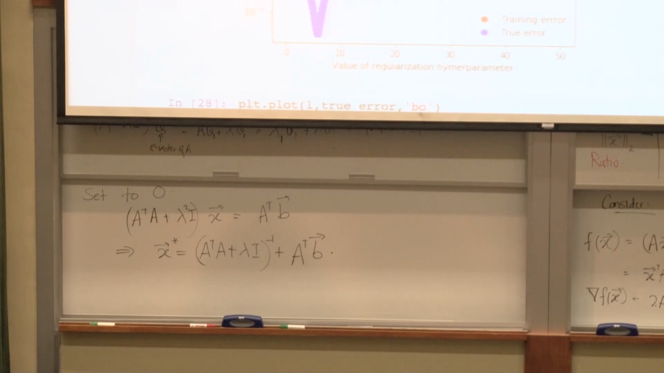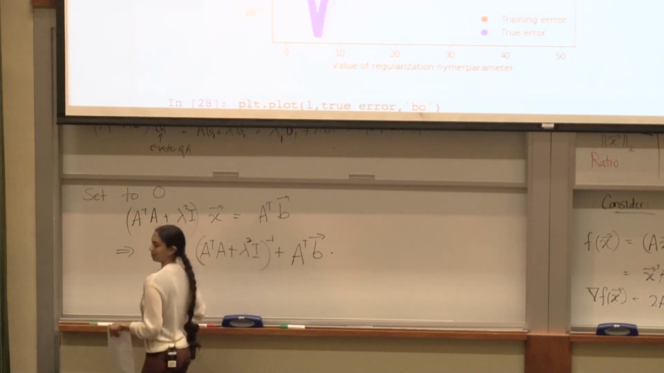Question? Why do we remove the lambda squared? Oh, because I write really fast on the board and I make typos.